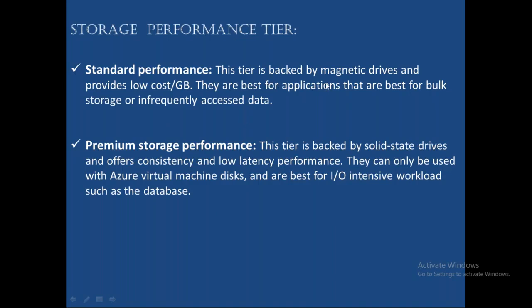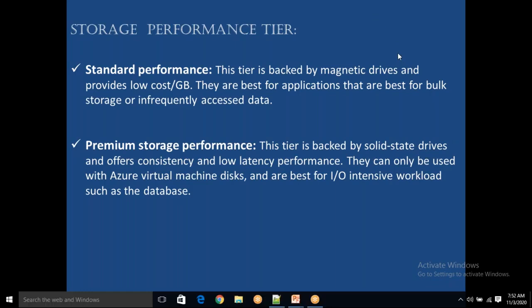You can see this tier is backed by magnetic drives and provides low cost per GB. The cost is less, but there will be a performance impact. They are best for bulk storage or infrequent access data. If you are not going to access data frequently, then you need to go with the standard performance. Premium storage performance will give you better performance, and the backend drives are solid state drives. Okay, clear? Any doubts here?